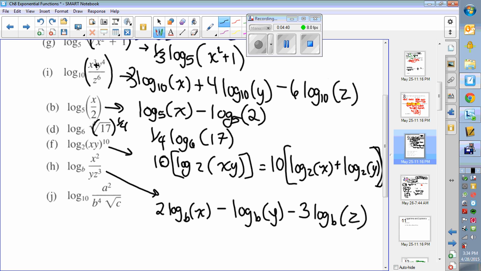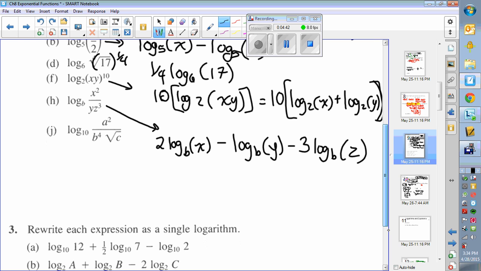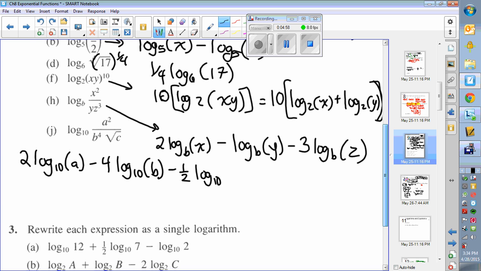And our last one, since we're on a roll, 2 log to base 10 of a, subtract 4 log to base 10 of b, and then subtract 1/2, because of the square root power, log to base 10 of c. So then that's working all the rules down.